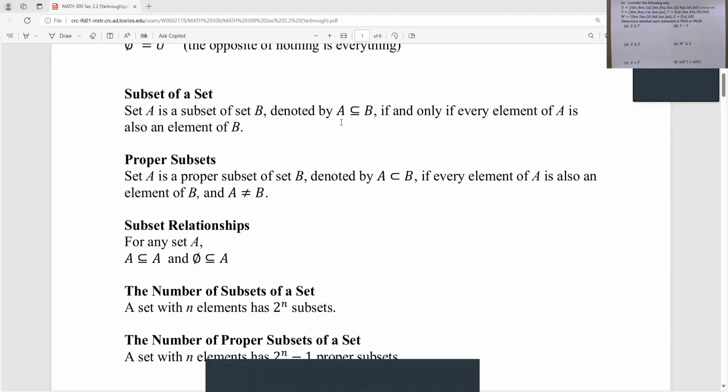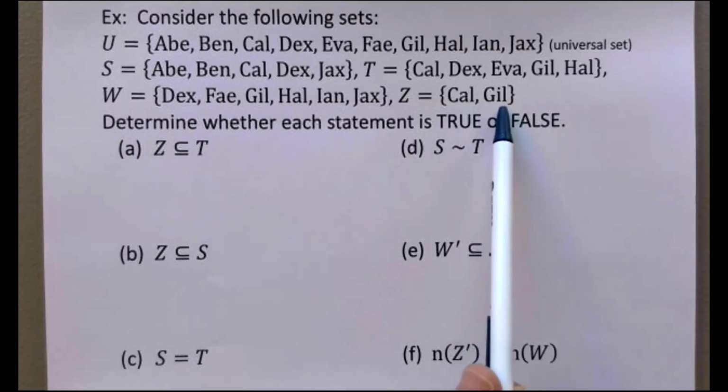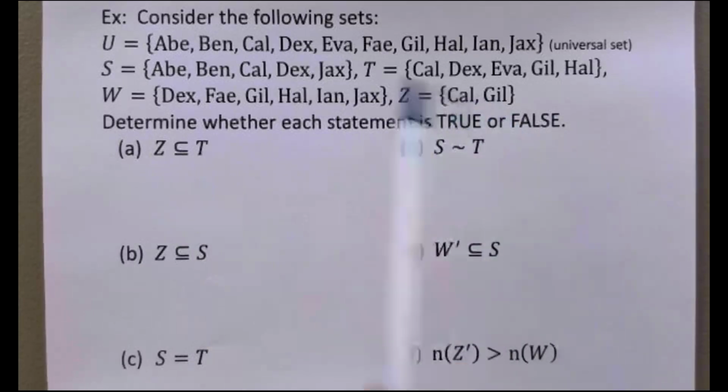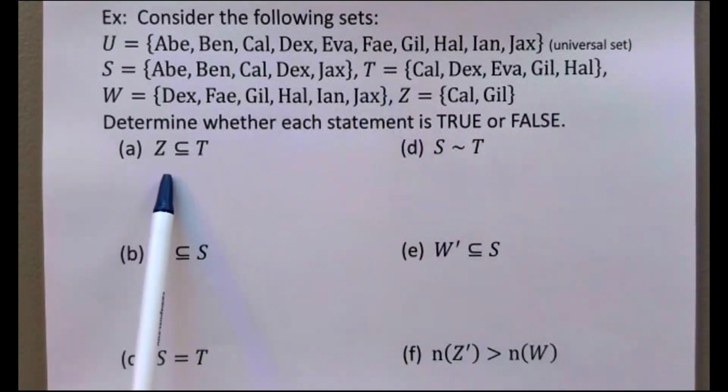That means that everything that shows up in the left-hand set also has to show up in the right-hand set. Everything that shows up in set A also has to show up in set B. That's what that means, right? So if we're going to say true on this one, then everything in set Z also has to show up in set T. Well, set Z consists of Cal and Gil. Really, it's just a question of, do you see Cal and Gil up here in set T? Because if you do, then we're going to say true. If you don't, we're going to say false. It's as simple as that.